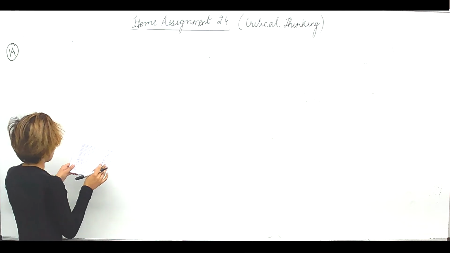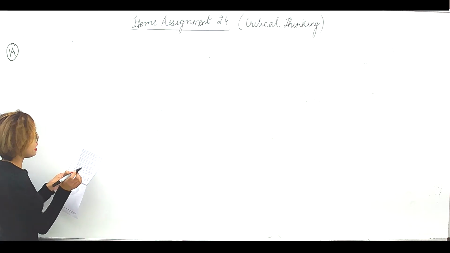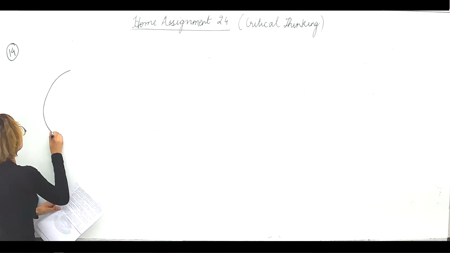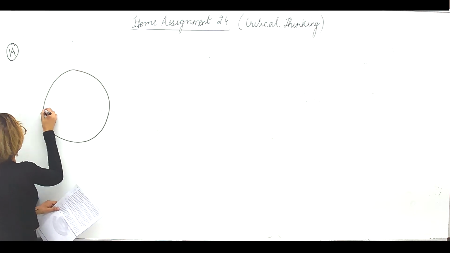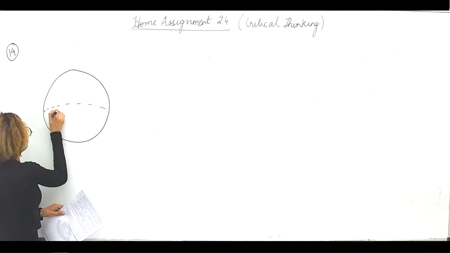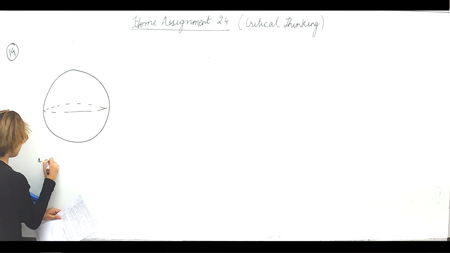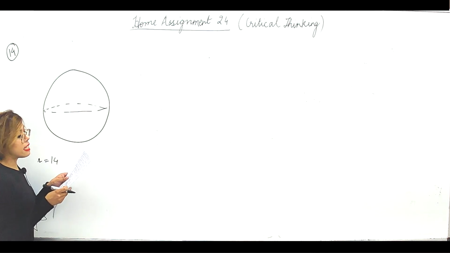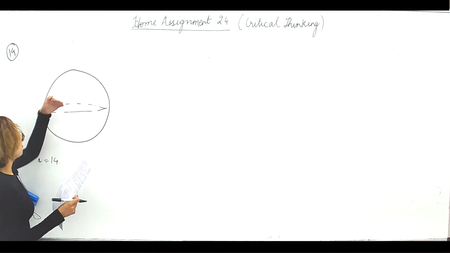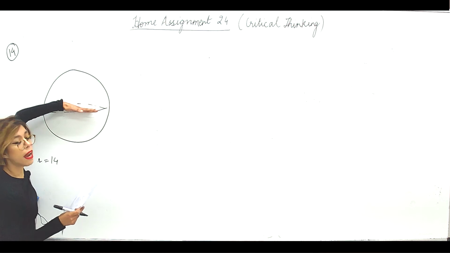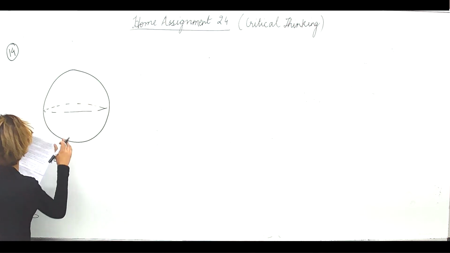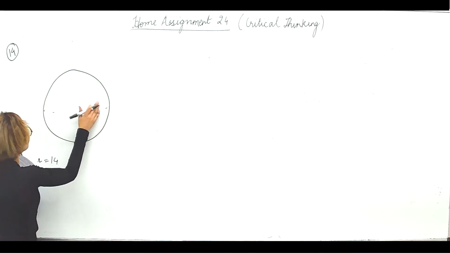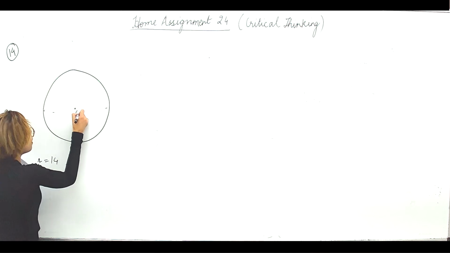A spherical rubber ball of radius 14 centimeters. So this is my spherical rubber ball. Radius is 14. It is cut at a distance of x meter from its center. So this ball is cut at x meter from its center. Suppose this is the center O, and x meter from here. Suppose this is x.